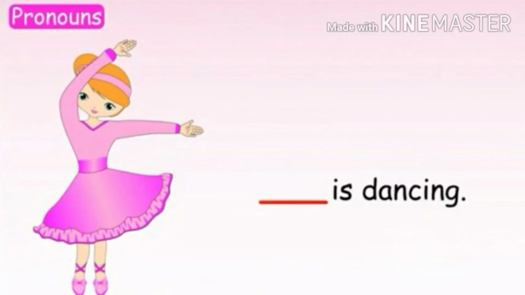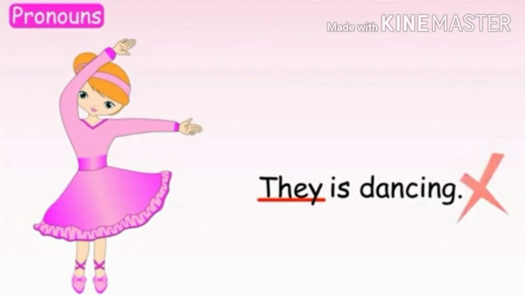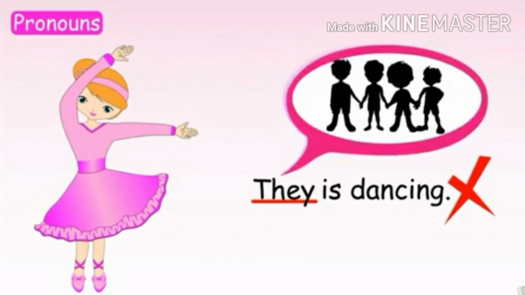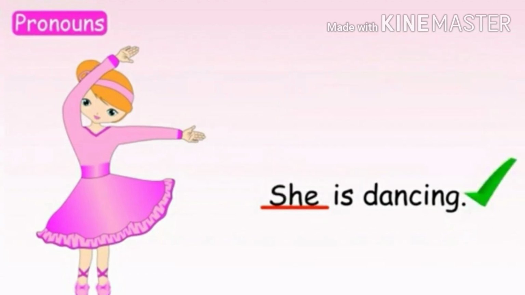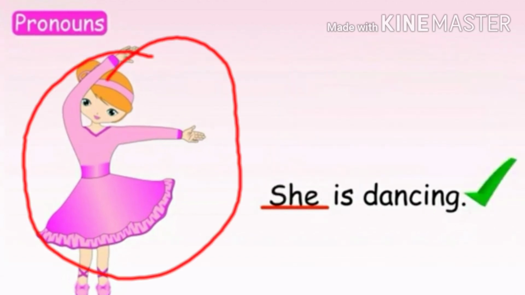Now the next picture is "Dash is dancing." If I write "They is dancing," is it right or wrong? It is wrong, because "they" is used for other people and more than one person. So the correct pronoun is "she," because in the picture you can see a girl, and for a girl we use "she." So "she" is the correct pronoun in this sentence.